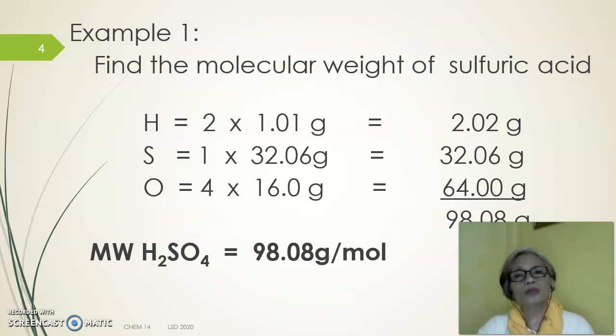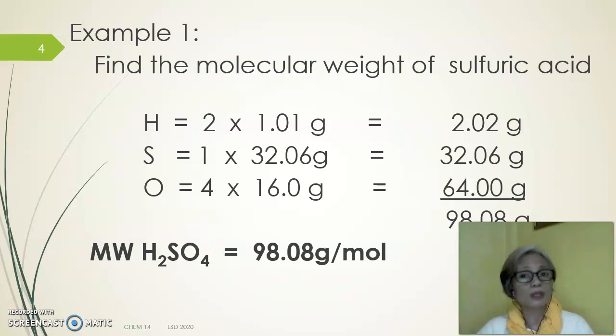So hydrogen has an atomic weight of 1.01 gram. You just multiply that by 2, so you have the corresponding value of 2.02. Sulfur is 32.06, and there is 1 atom of sulfur, so we have 32.06. And oxygen in sulfuric acid: sulfuric acid has 4 oxygen, so we multiply 16, which is the atomic weight of oxygen, by 4, to have 64, and then we just simply add all.